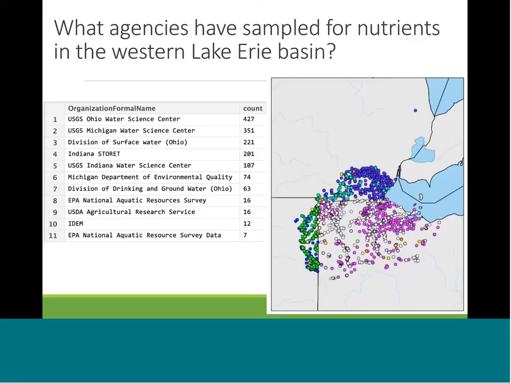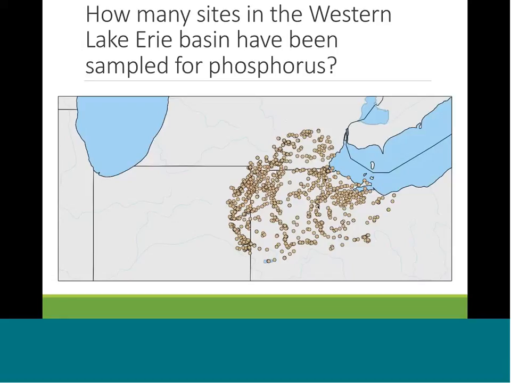different organizations and a few hundred different sites. And it has a very specific geographic distribution. So to be able to get a basin scale idea of what's happening, you really need to be able to dive in and use data from many different organizations. Maybe you want to dig deeper. So maybe you want to know not only how many sites in the western Lake Erie basin have been sampled for nutrients, but how many have been sampled specifically for phosphorus.